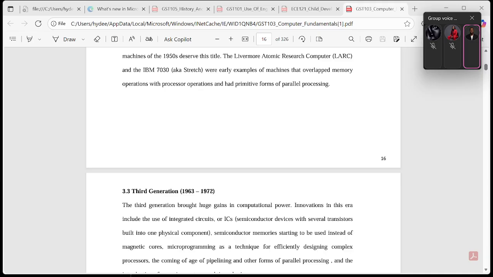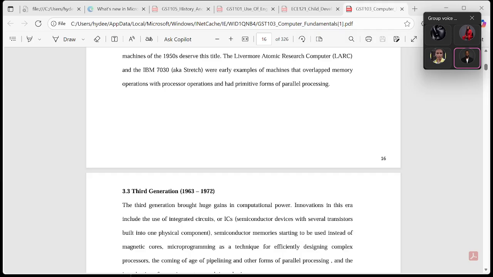After that, they introduced system software, the OS, operating system, and time sharing. Operating systems were then introduced in the third generation. Please take note that the operating system came out in the third generation, which spanned 1963 to 1972.